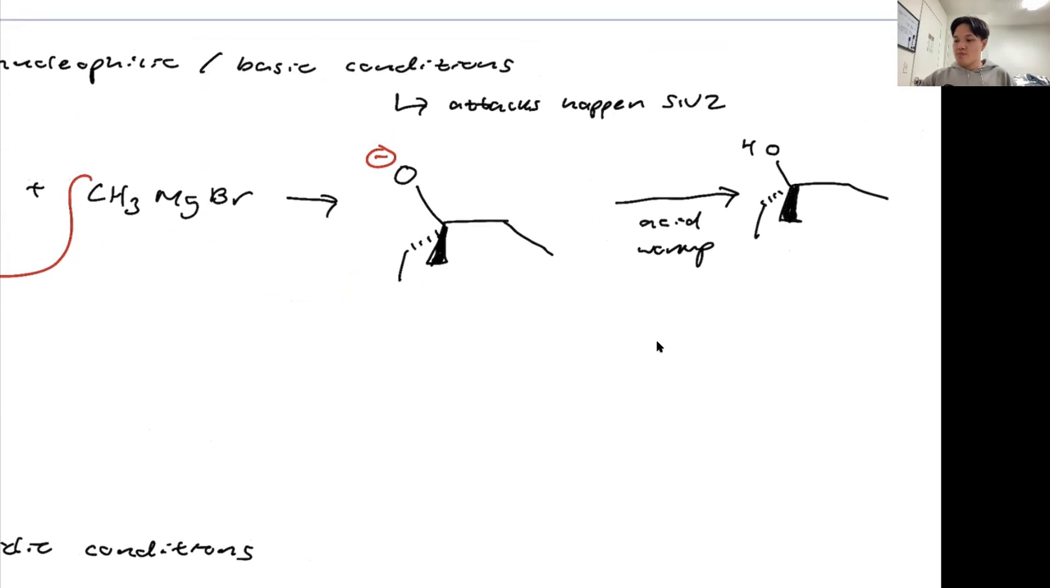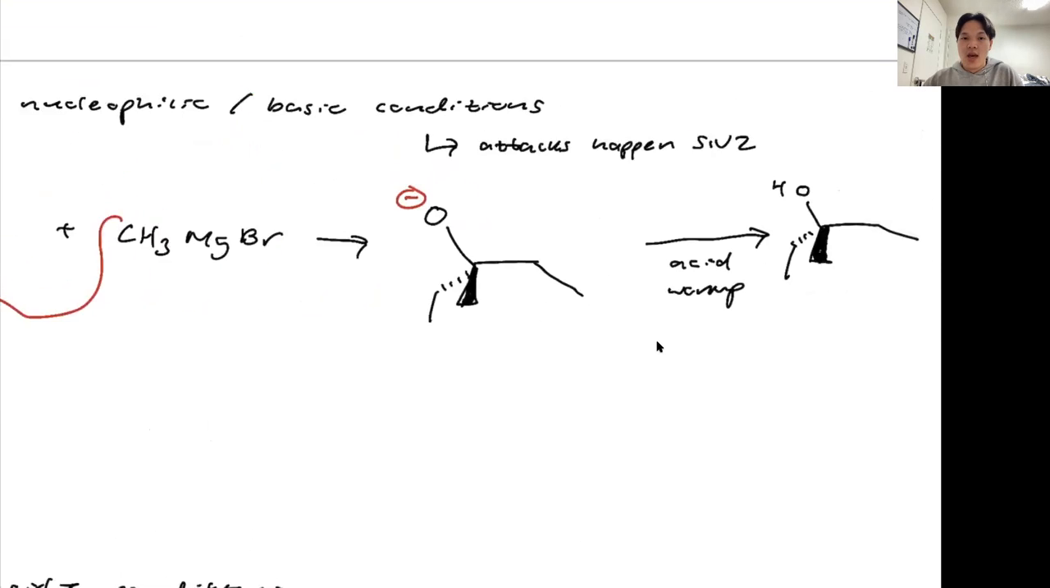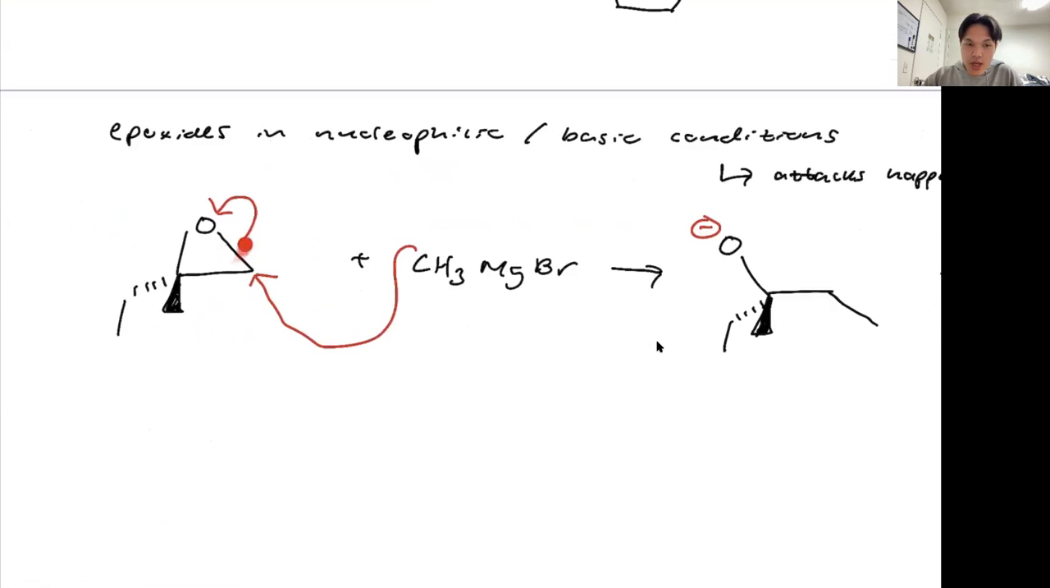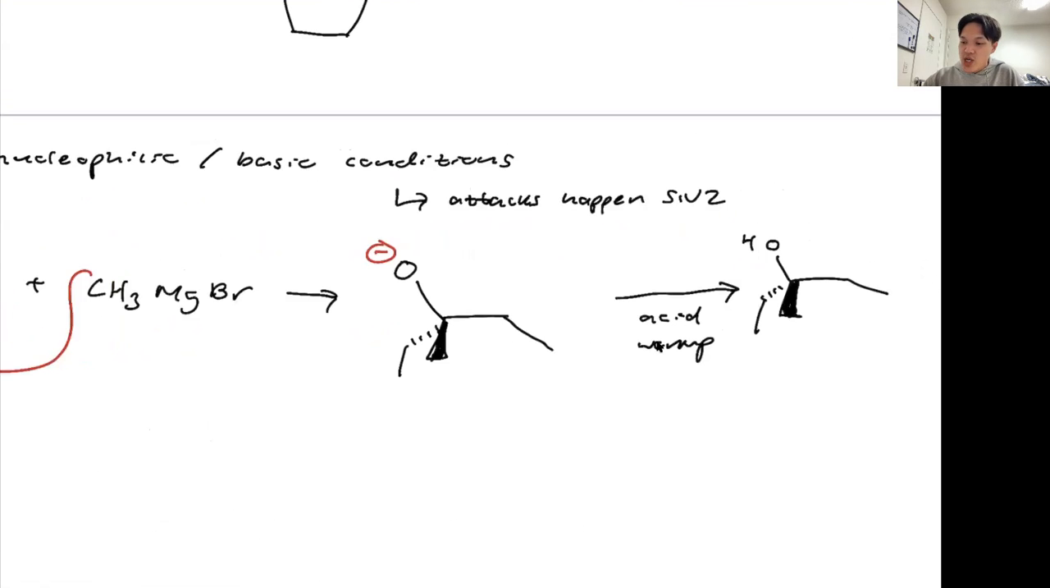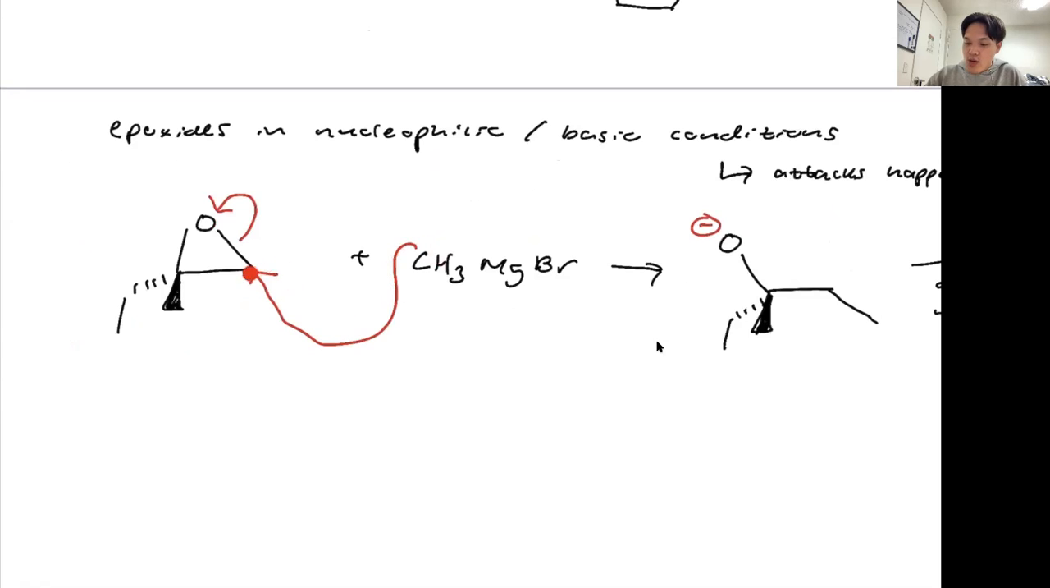Right? So as you can see, it's going to attack from the less hindered side because this is an SN2 type reaction. And when that happens, it's going to lose this C to O bond, because that C to O bond went over to the oxygen. And if you do an acid workup, you will get an alcohol here. But it adds on to this carbon because it's in basic or nucleophilic conditions, and this happens for every nucleophile or base that you will see.